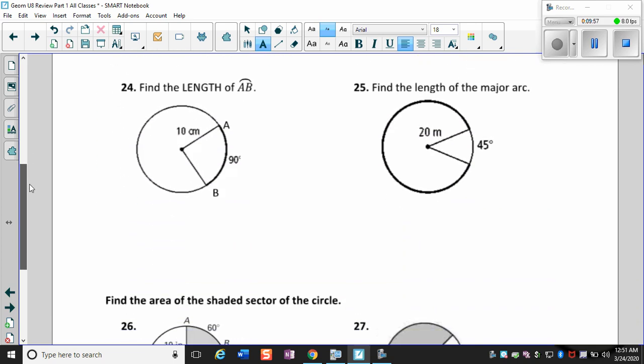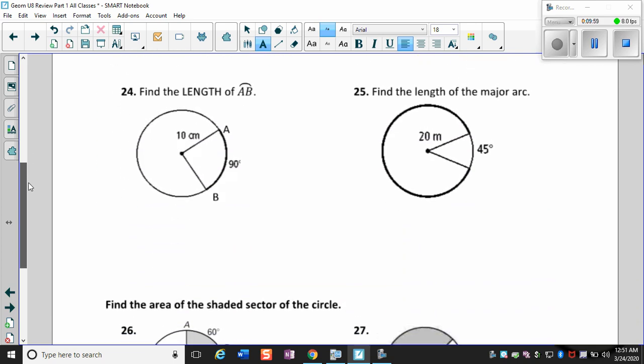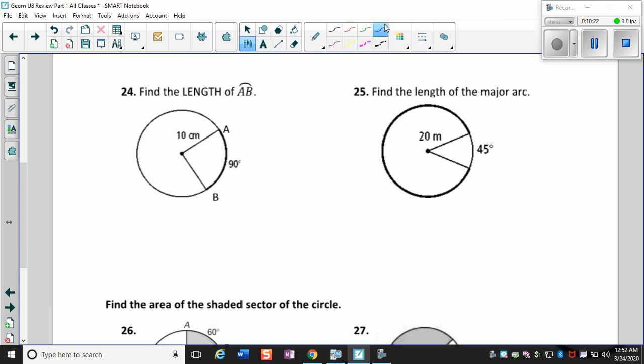24 and 25. Notice that we are looking for something different. In 24 and 25, we are finding the length, so the distance, of some arcs here. All right, so let's look at 24. It says find the length of arc AB. So again, AB has two letters, it's an arc. It must mean that I have a minor arc to look for.